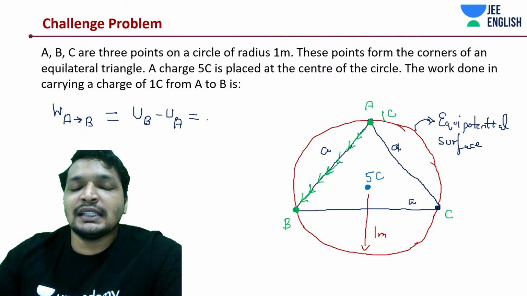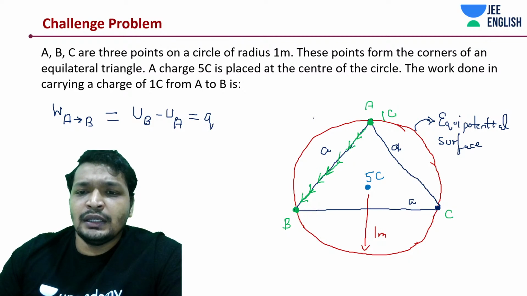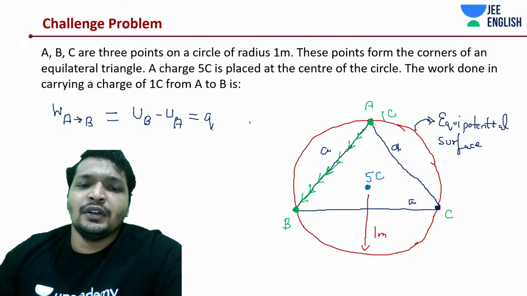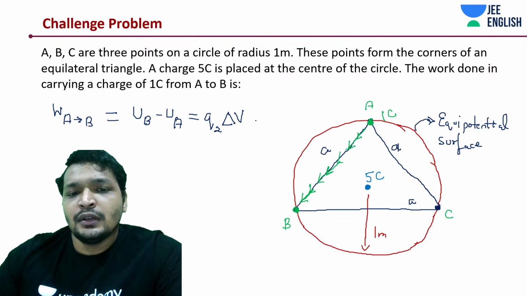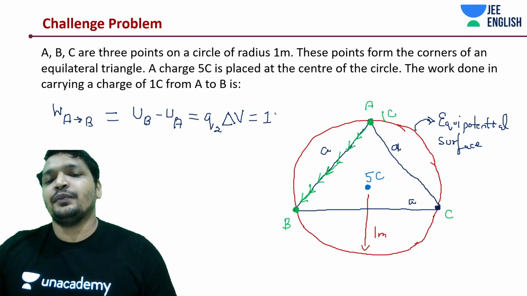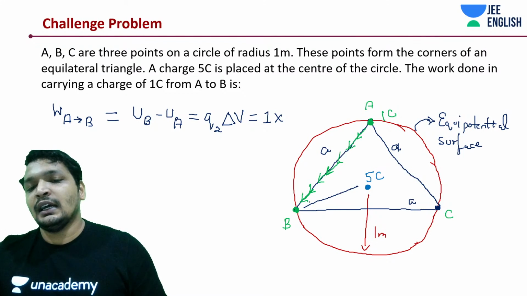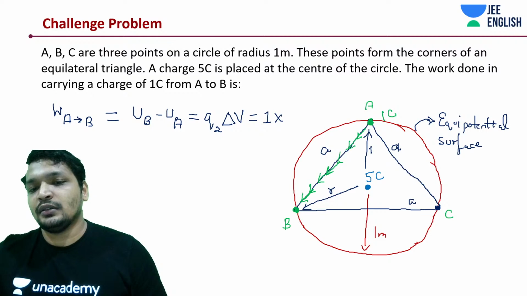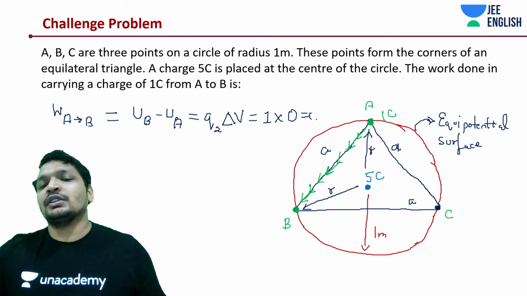Can we say this is nothing but Q2 into delta V, where delta V is 0 and Q2 is 1 coulomb? Because this is the center and this distance is also R, or 1 meter, whatever it is, and this distance is also R. So you haven't done any work, so this is 0.